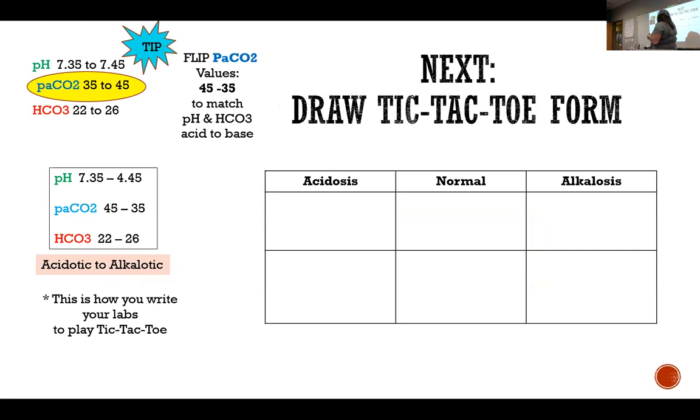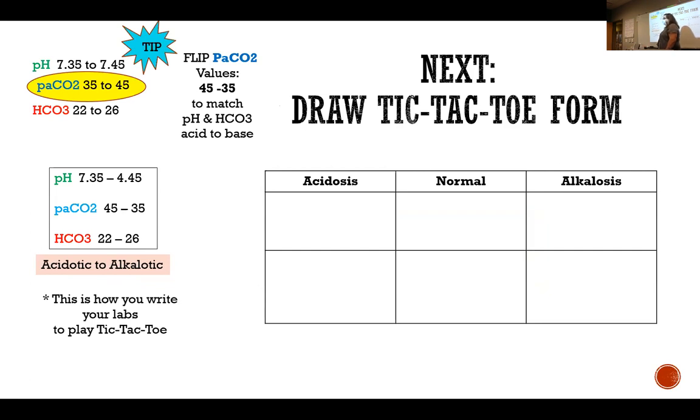So when we go to write down our values, we're going to go ahead and flip it. See what I've done here? All of these numbers are acidic and all of these numbers are basic or alkalotic. I flipped the CO2. Here, I switched them. Okay.